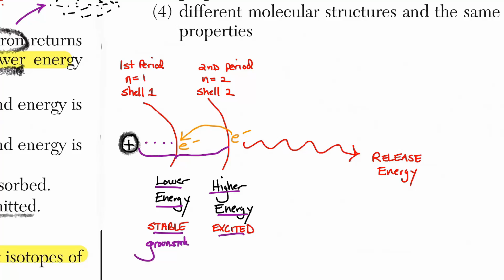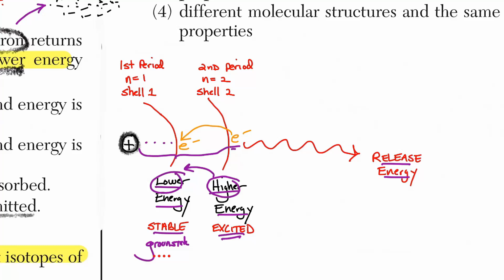Ground state, closer, feel the nucleus, you're stable, electrons don't have much energy. If you're farther away from the nucleus, you have higher energy and are excited. So what they're describing is an electron jumping back toward the nucleus. And in the process, going from high energy to low, guess what has to happen? Energy has to be emitted.